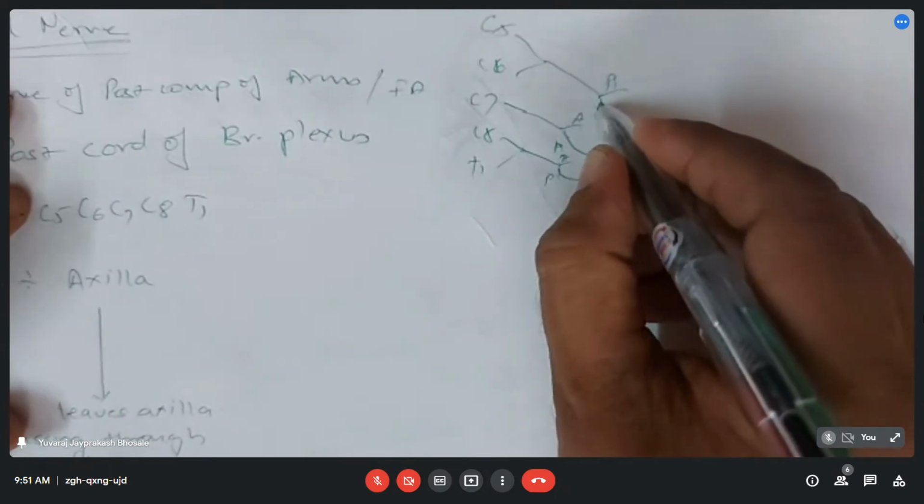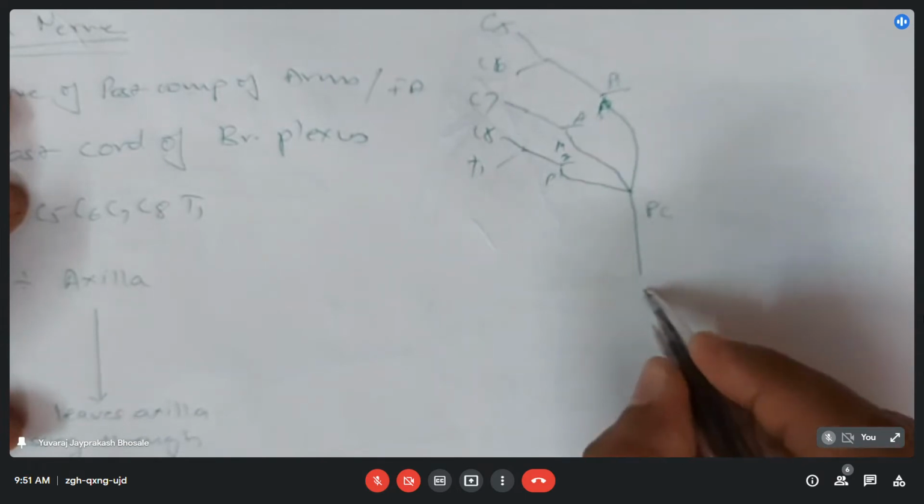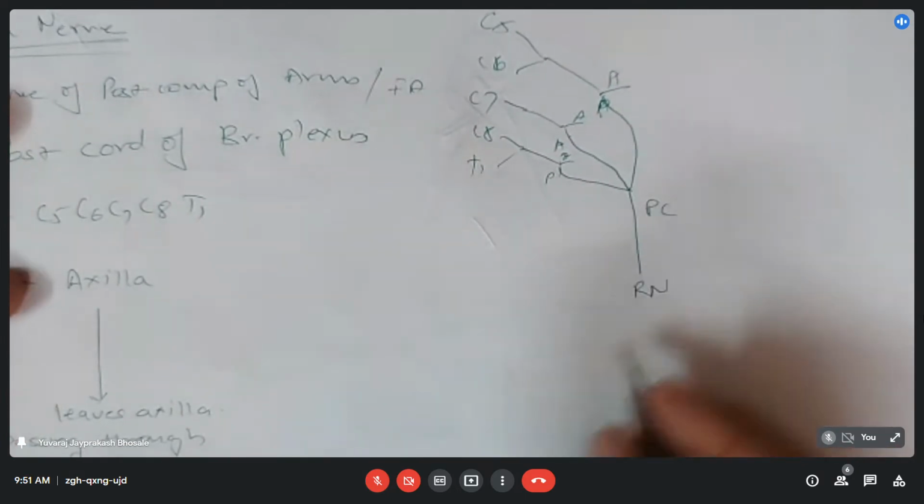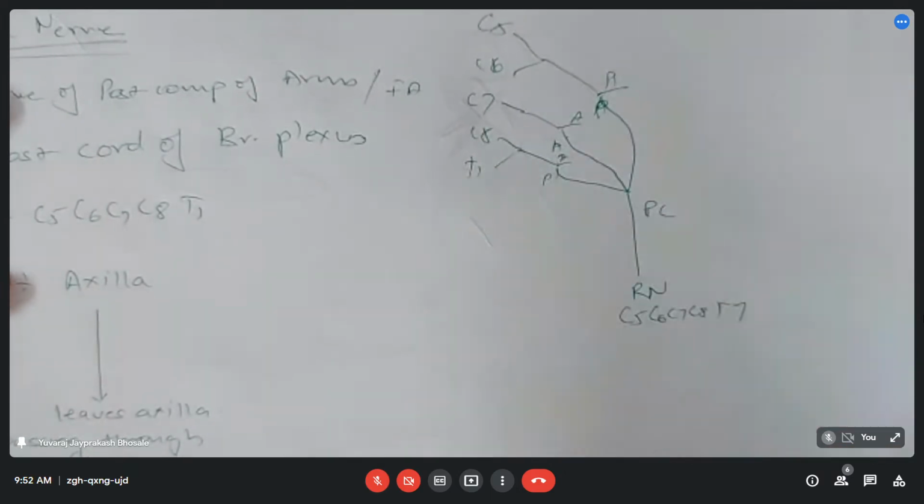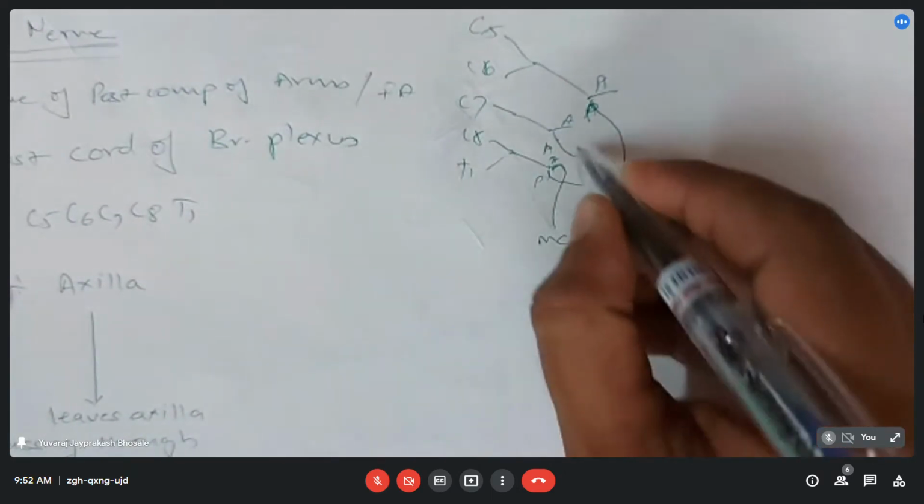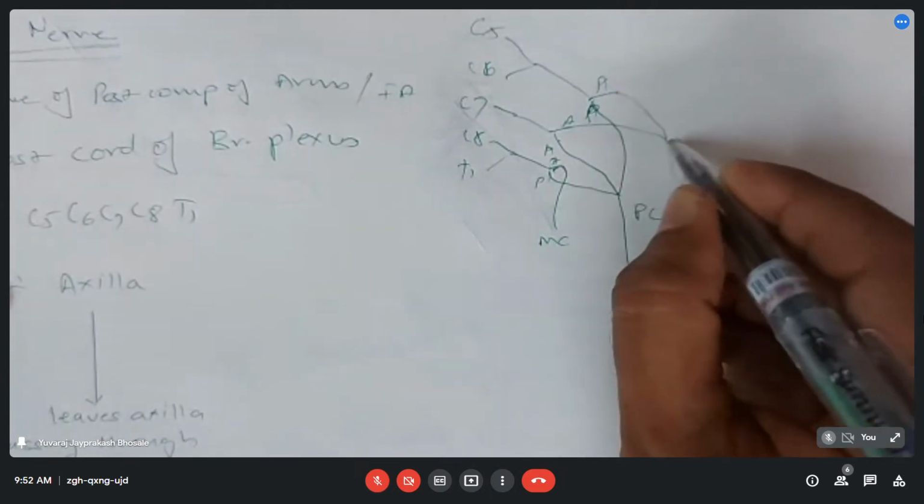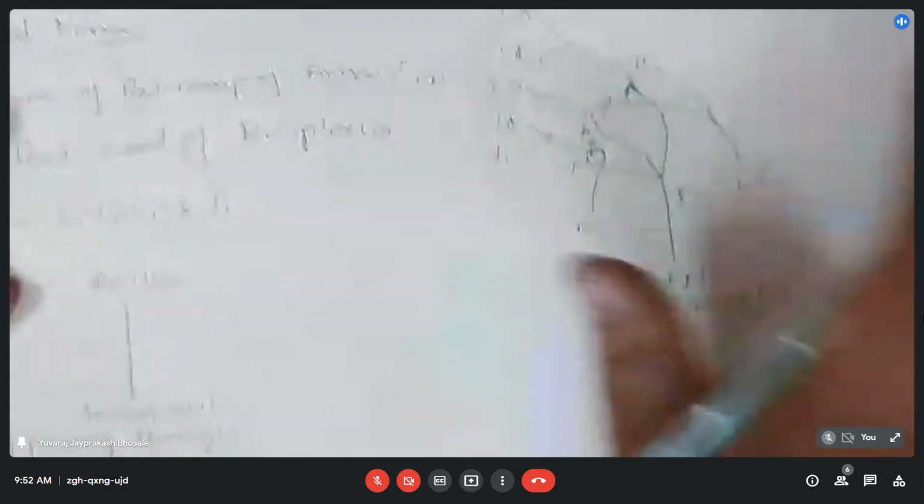All the posterior uniting to form the posterior cord, which continues as the radial nerve with root value C5, C6, C7, C8, T1. Okay. Anterior, this is the medial cord, this is lateral. Okay. Short diagram, very short diagram. How to draw it?